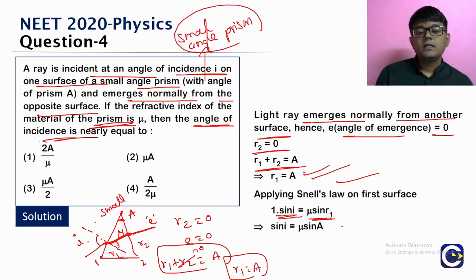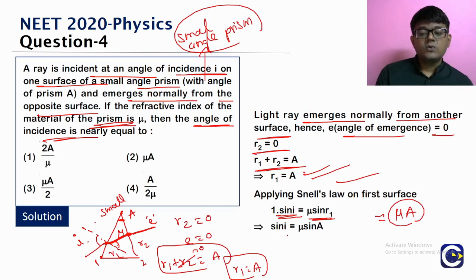Now here, since the angle of the prism is small, because we said small angle prism, sine of that angle can be approximated to what? The angle itself, which means mu into sin A will be approximately equal to what? Mu into A itself.